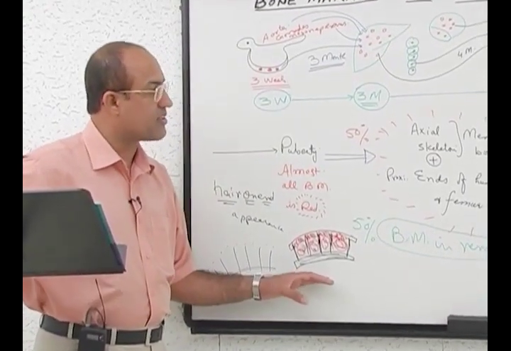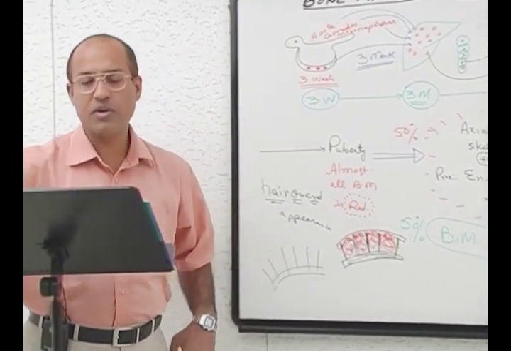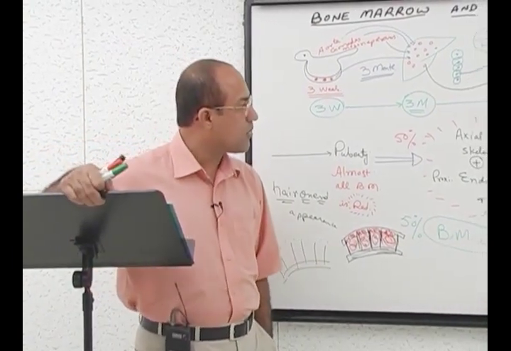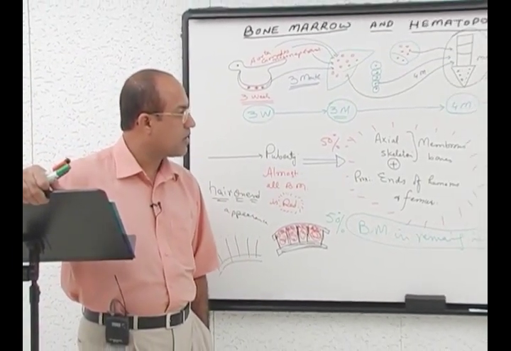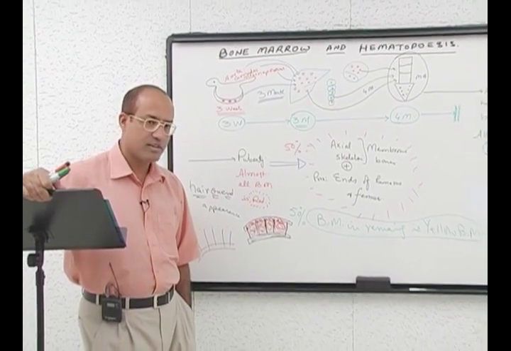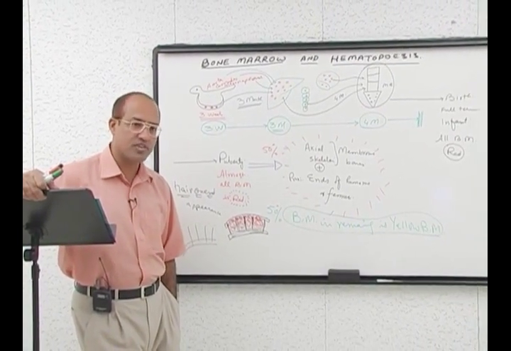So this is one manifestation. Secondly, another important thing is that when the bone marrow is doing its best to produce erythropoiesis, right?